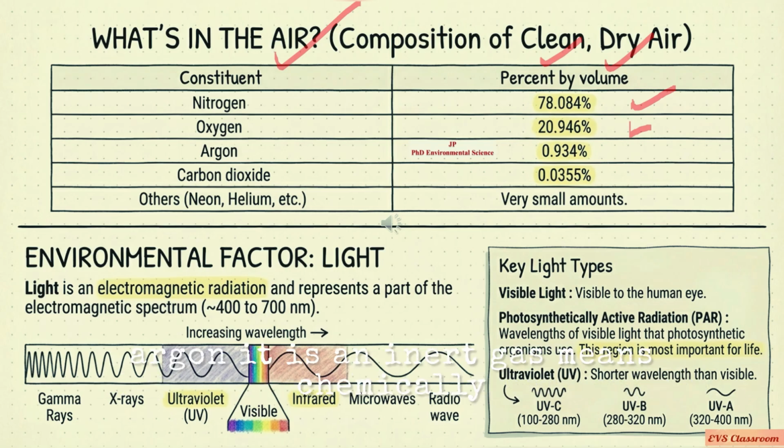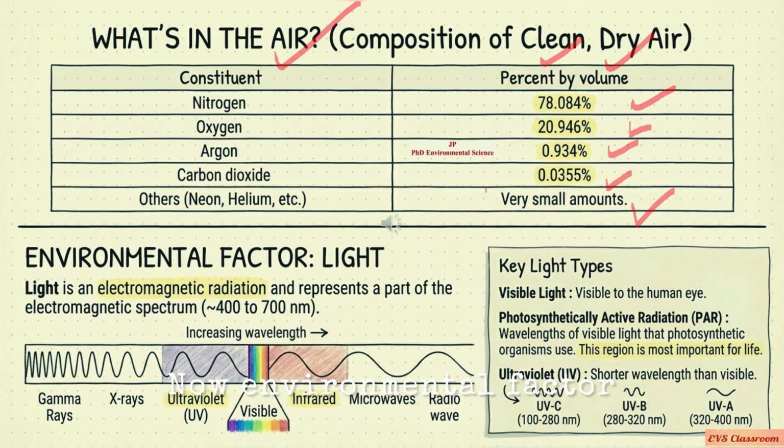Argon is an inert gas, meaning chemically inactive. It does not play a direct biological role. Carbon dioxide, though present in small amounts, is very important. Plants use it for photosynthesis. It helps maintain Earth's temperature, the greenhouse effect. If carbon dioxide increases too much, it will lead to global warming. And then other gases present in trace amounts include neon, helium, methane, ozone, etc. Though they are present in very small quantities, some have important effects.